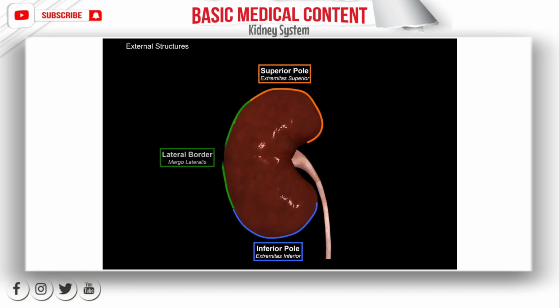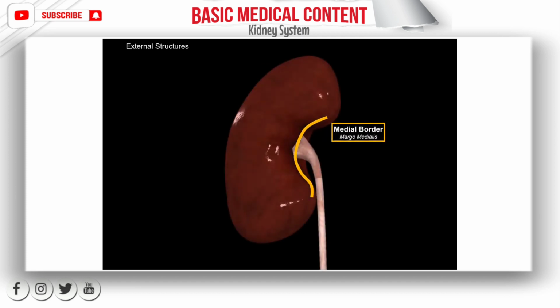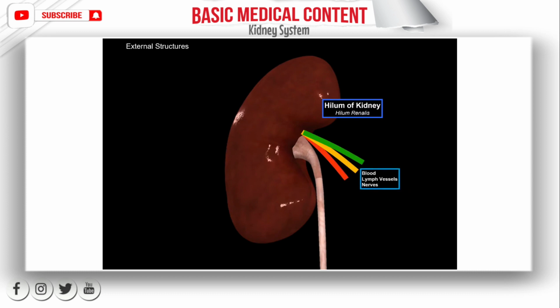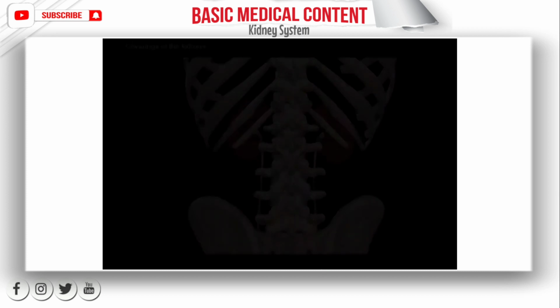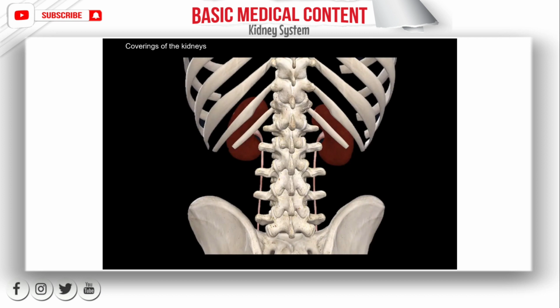They also have two margins. There's the lateral border, or the lateral margin, and there's the medial border. And the medial border has an area called the hilum of the kidney. And if you remember, a hilum is an entrance into an organ. So this is the only place where structures can go in and out from the kidneys. You will find blood vessels and nerves and lymph vessels going in and out from the kidneys, as well as a ureter. So that was all for the structures of the kidneys.